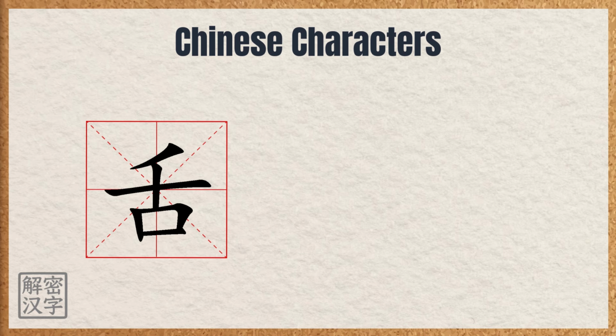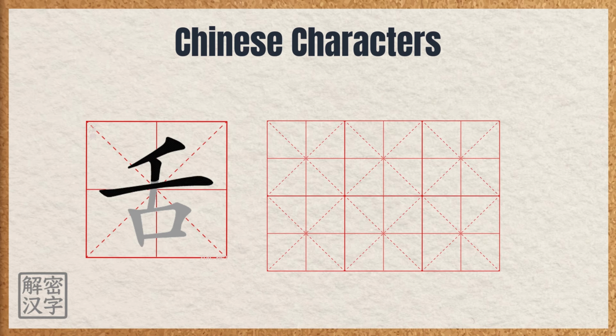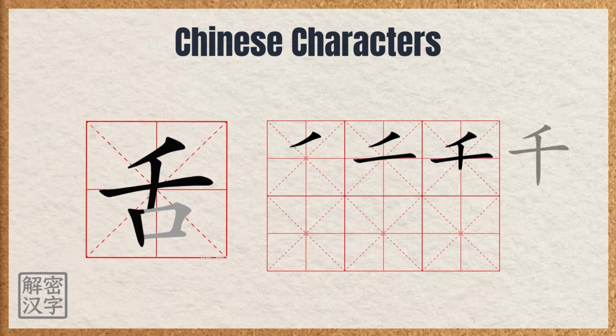Now let's look at how to write 舌. First, write the top component, 千. First, write a left falling stroke at the top of the writing grid. Then, write a long horizontal stroke below the left falling stroke. After that, write a vertical stroke that starts from the center of the left falling stroke and goes down through the center of the horizontal stroke.